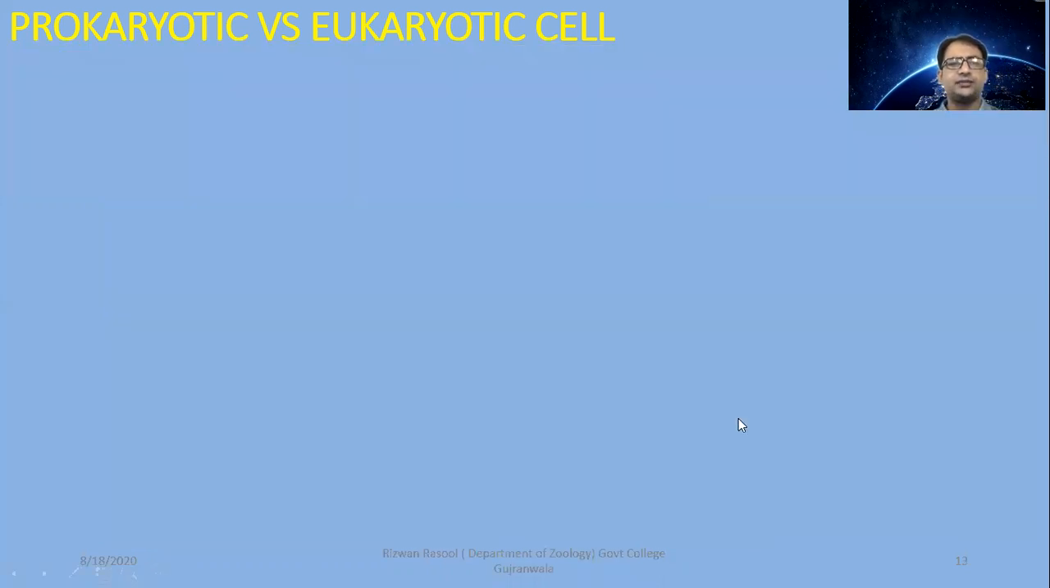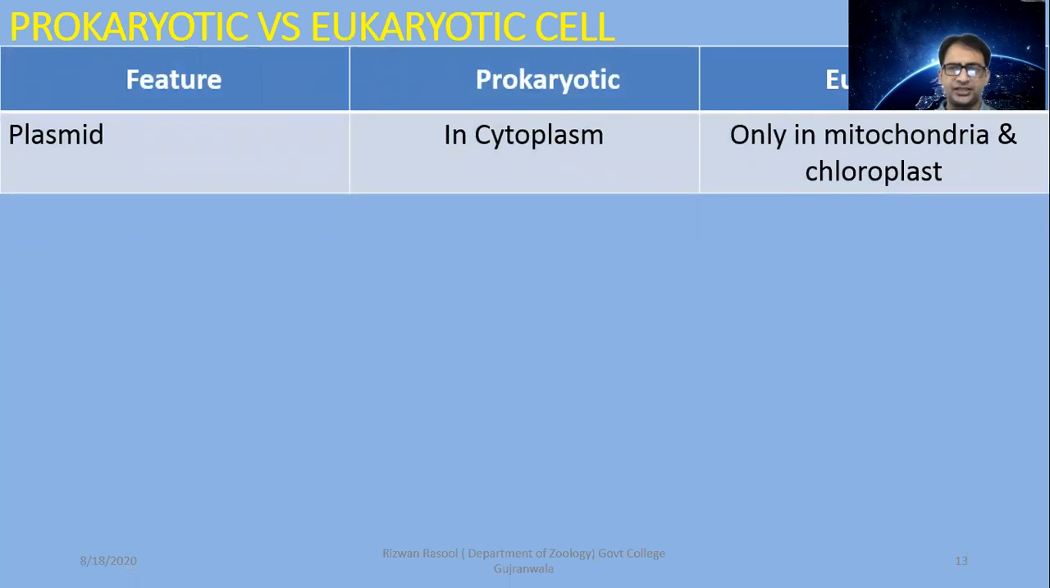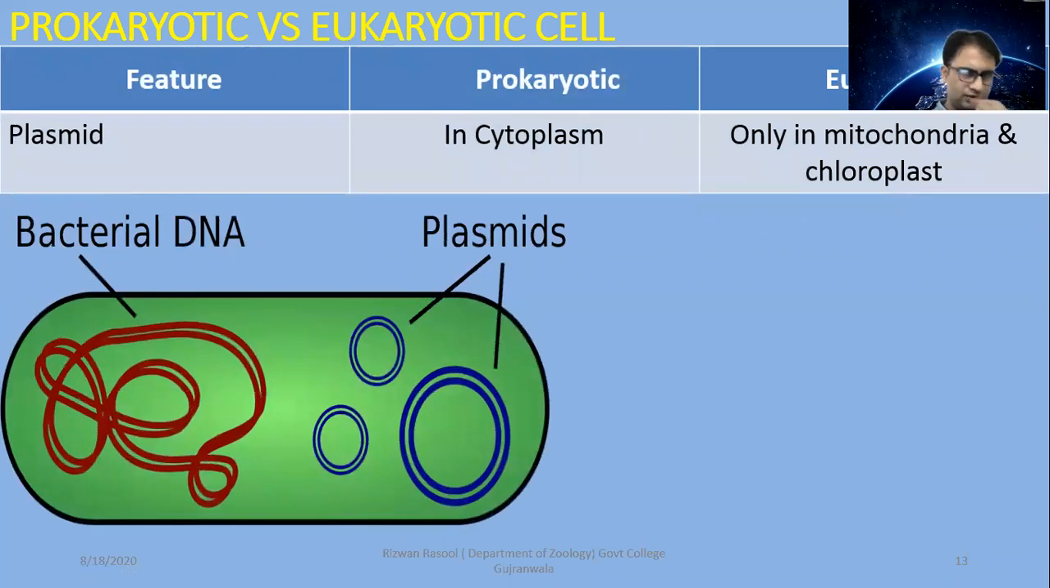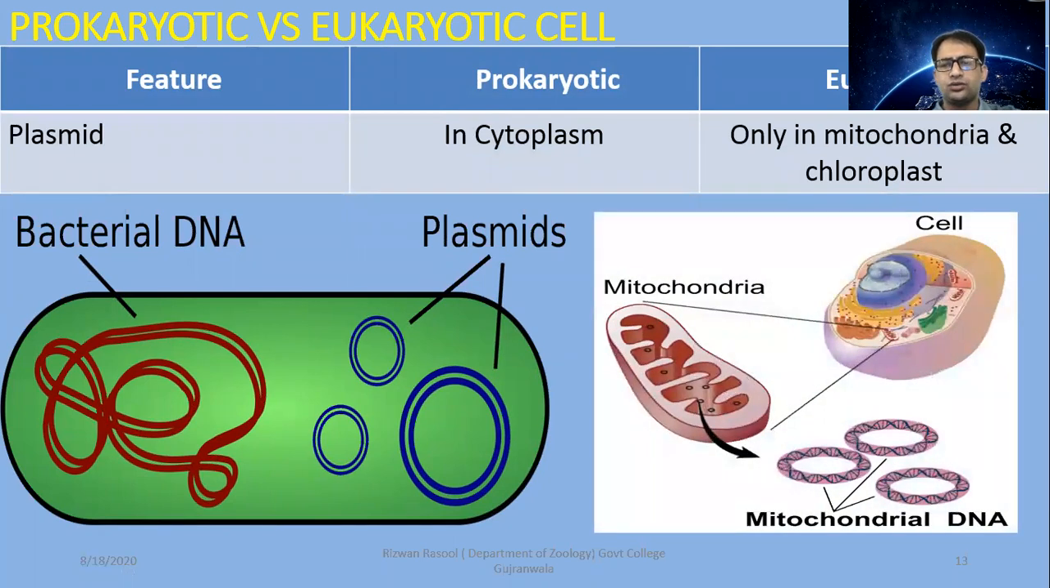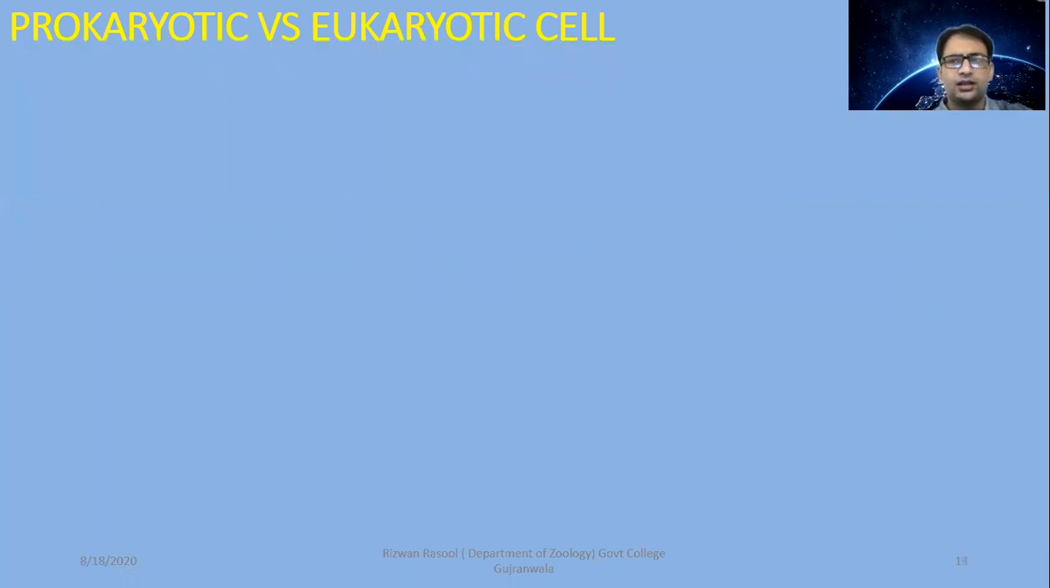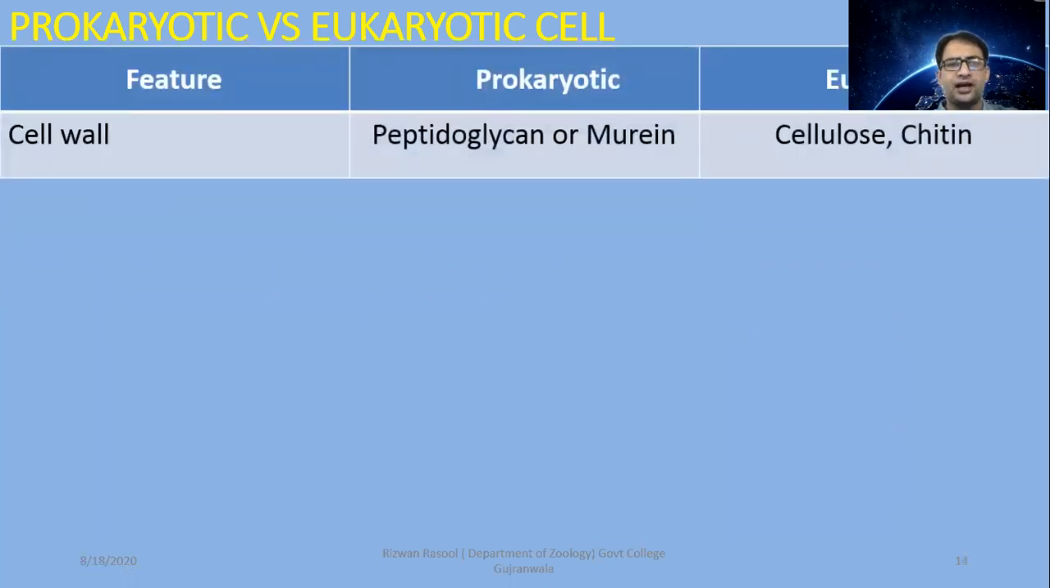The next feature which can be distinguished is the presence of plasmid. Plasmid, however, they can be found in both prokaryotic as well as eukaryotic cells, but prokaryotic cells, they are having it in cytoplasm, which are known as extra chromosomal DNA for having antibiotic resistance genes, and they are used as the vectors in biotechnology. In case of eukaryotic cells, mitochondria may have certain circular DNA as well as some extra chromosomal DNA as plasmid. And plants, they may have in chloroplast.